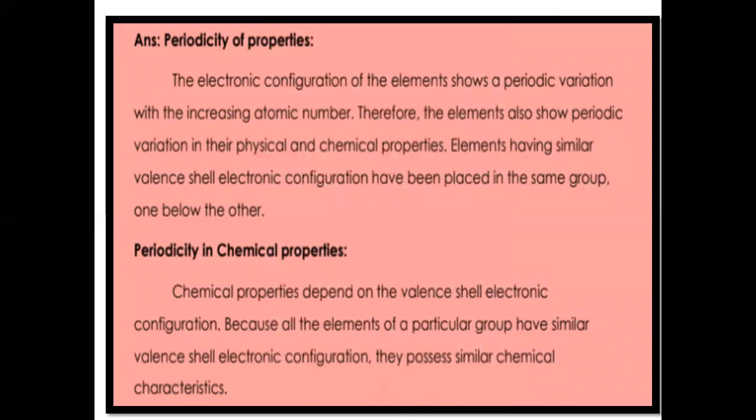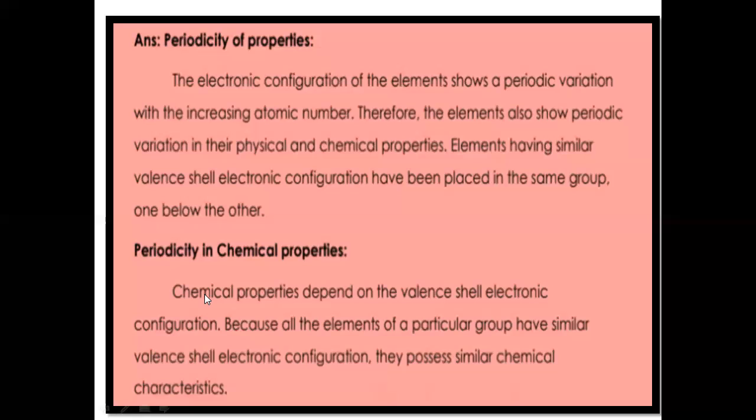Periodicity of properties: the electronic configuration of the elements shows a periodic variation with increasing atomic number, that is, a systematic variation or systematic change in their properties. Therefore, the elements also show periodic variation in their physical and chemical properties. Variation in atomic number means variation in their physical and chemical properties. Elements having similar valence shell electronic configuration have been placed in the same group, one below the other, as I told you. The atomic numbers are different, so they have different properties.